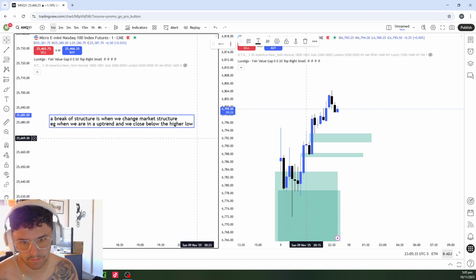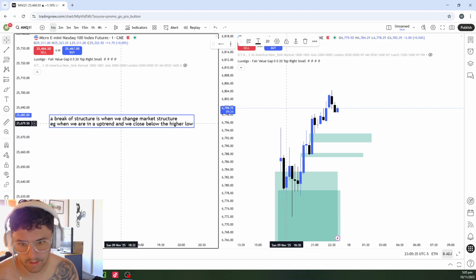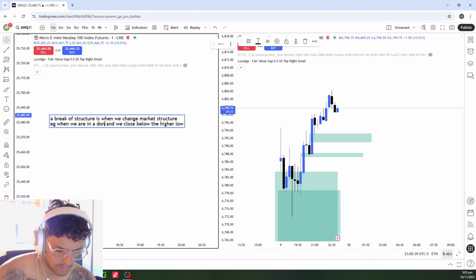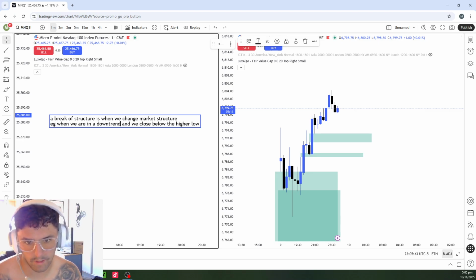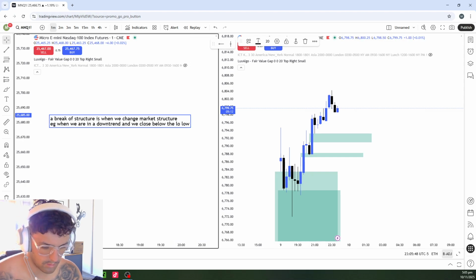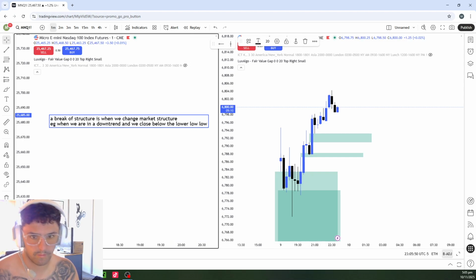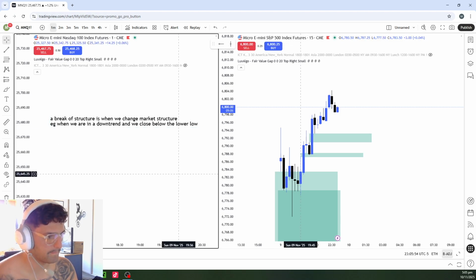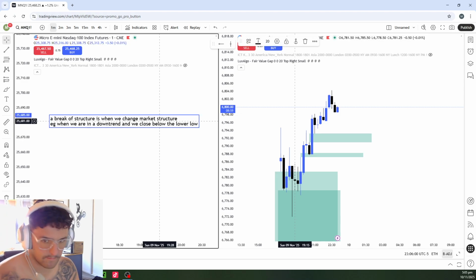For a break of structure, there's the second one, when we are in a downtrend and we close above the lower high. Right, do we get that? Easy. Sweet. Okay, let's get into the charts.